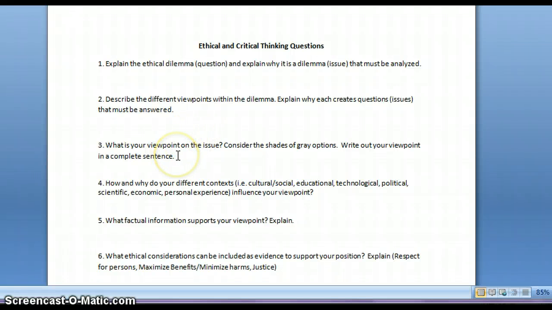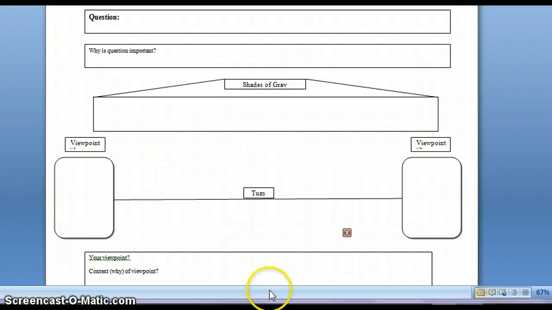Number 3 is, what is your viewpoint on the issue? For question 3, I want you to be very concise. What is your viewpoint in 1 sentence? Also remember, I want you to consider the shades of gray. So there are several different options. There's not just these extreme viewpoints.